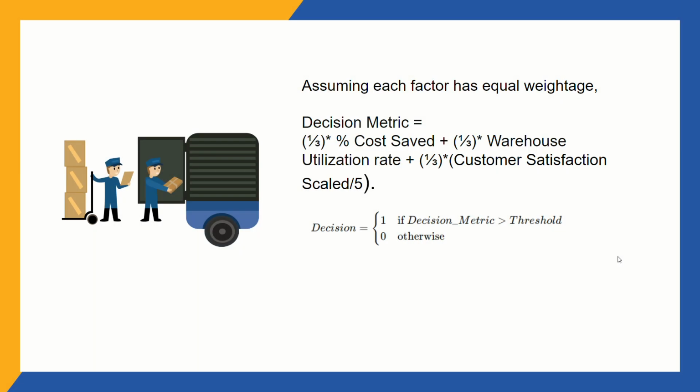After successfully calculating all the three parts, we'll assume that all the three factors have equal weightage. So we'll calculate a decision metric using this formula as it is shown on the screen. After calculating this metric, we'll compare it with a threshold, and if it is greater than the threshold, we'll keep it in the warehouse, and if it is smaller than the threshold, we'll not keep it at the warehouse.